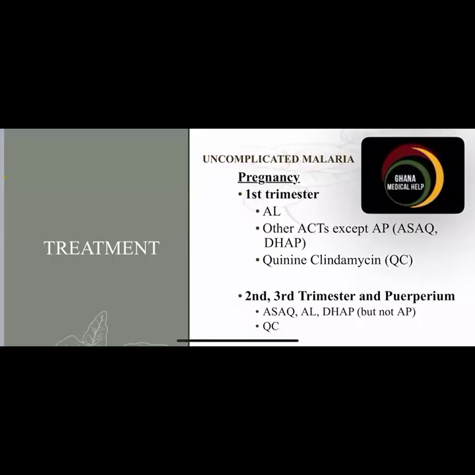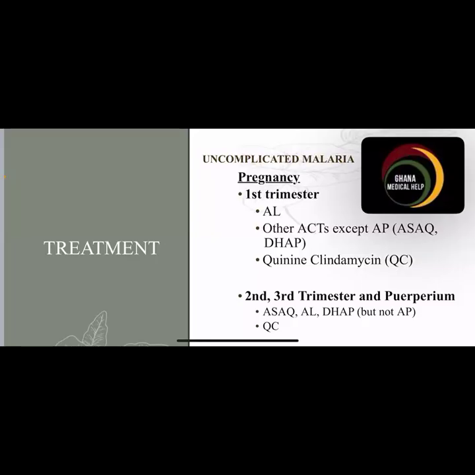Quinine and clindamycin can also be used. If you check, there is nothing like primaquine here. The primaquine is what we use for the stubborn ones, that is the Ovale and the Vivax. But in pregnancy, you can't use the primaquine like that. As you can see, it's not part of the list that we are actually using, for reasons that we all know.